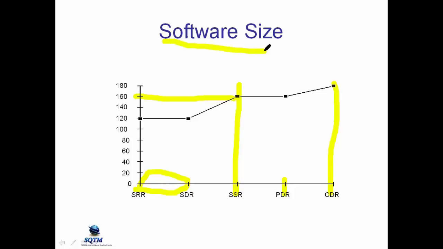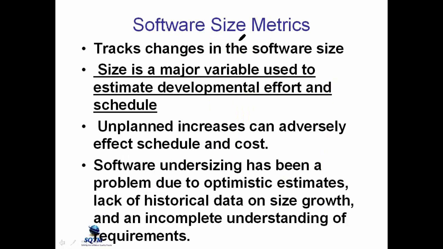And let's take a look. This is the software size metric. It tracks the change in software size. And why are we worried about something as simple and as easy as software size? Because software size is a major variable used to estimate development effort and schedule. Barry Boehm, in his book Software Economics, says size is the major driver of cost and schedule.